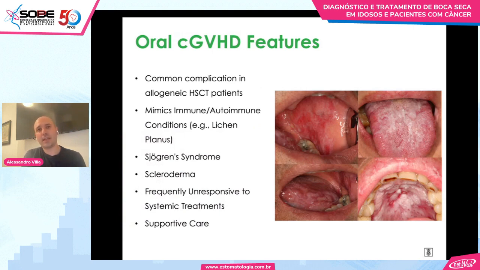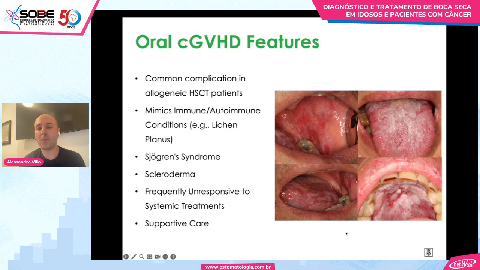Another complication that can lead to dry mouth, and this is specific for cancer patients, is oral chronic graft-versus-host disease. This is the most common complication in patients receiving an allogeneic bone marrow transplant. Clinically, patients present with lesions that mimic lichen planus, like you can see here in these 4 different patients. You can see the classic lichen planus-like lesions with erythema, lichenoid lesions and reticulations, and the presence of ulcerations. Most of these patients respond well to topical treatment, although some of these cases may also require systemic therapy.